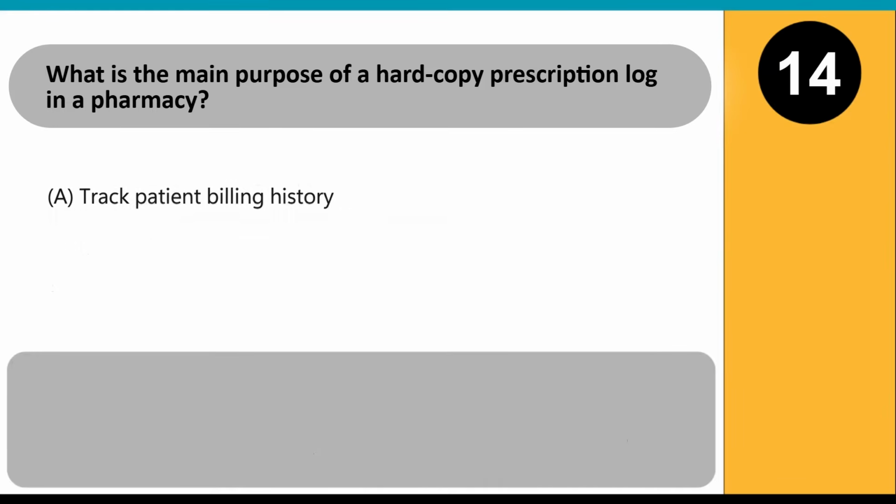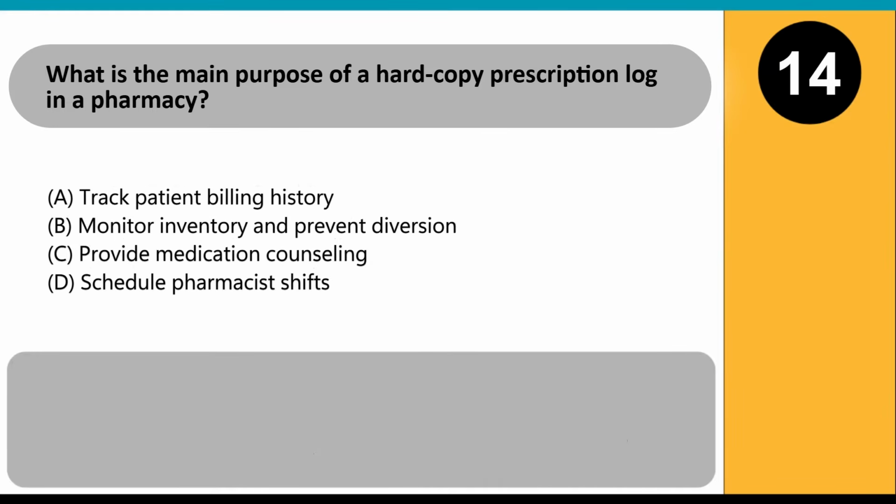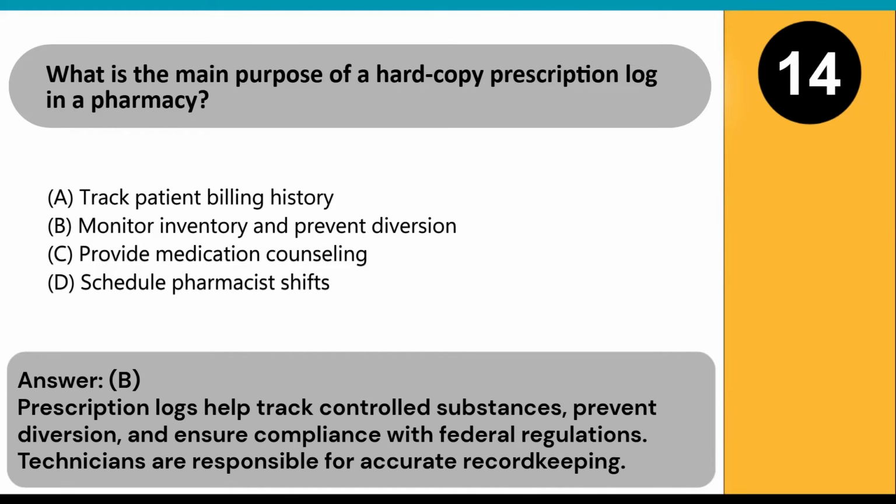What is the main purpose of a hard copy prescription log in a pharmacy? A. Track patient billing history. B. Monitor inventory and prevent diversion. C. Provide medication counseling. D. Schedule pharmacist shifts. Answer, B. Prescription logs help track controlled substances, prevent diversion, and ensure compliance with federal regulations. Technicians are responsible for accurate record keeping.